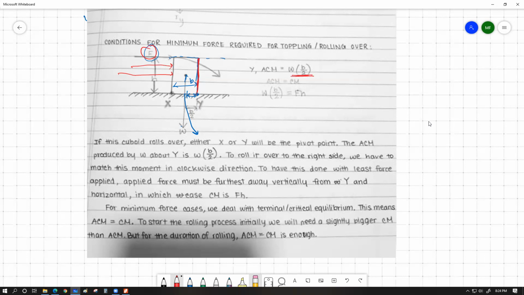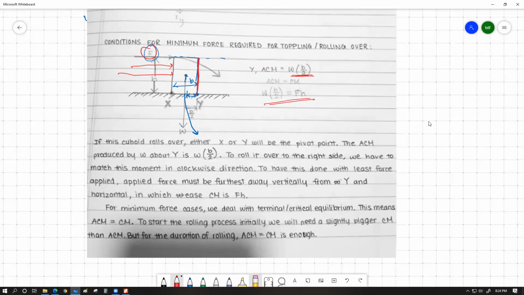So we should preferably apply the external force, the toppling force, in a position so that the perpendicular distance of that force from the pivot point is the maximum. That's why this force should be applied on the very top surface. In this case, h is the height of the object. So for the minimum force to topple over, ACM equals CM, so W into B by 2 equals FH. That basically defines our required force.